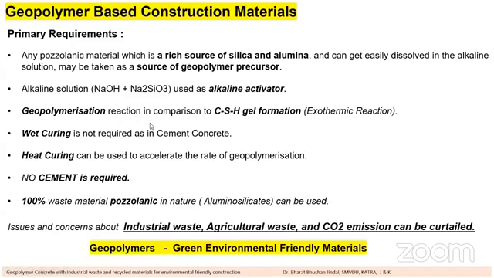So this geopolymerization reaction, in comparison to CSH gel formation. You are well aware that in conventional cement-based concrete, when you add water to the cement and other constituents, some reaction, an exothermic reaction, will take place. That means heat will be released and there will be the formation of a CSH gel. And that CSH gel has the binding property. So that's why cement is used. So ultimately you have to produce CSH gel. In conventional concrete, that process is exothermic, but the geopolymerization process is not exothermic at all.